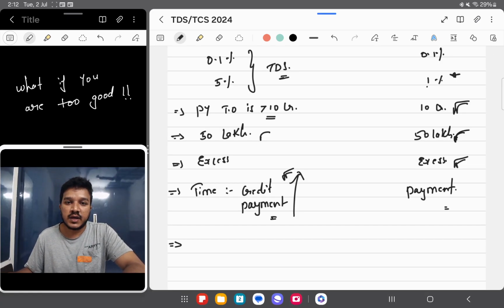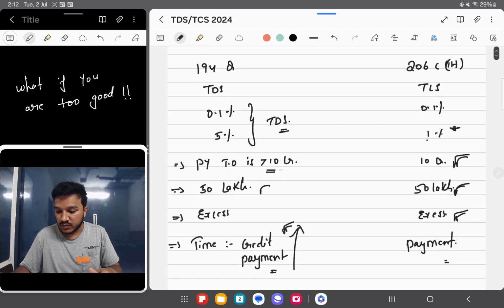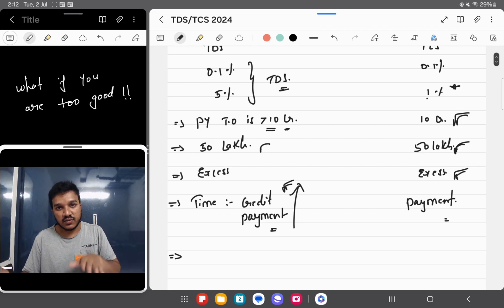One more point is that in case of TDS, if the business is commenced and this is the first year of commencement, then in the previous year the turnover will be zero, that is nil. As per the rule, previous year turnover should be more than 10 crores, only then TDS provisions will apply. So if this is your first year, 194Q is not applicable.